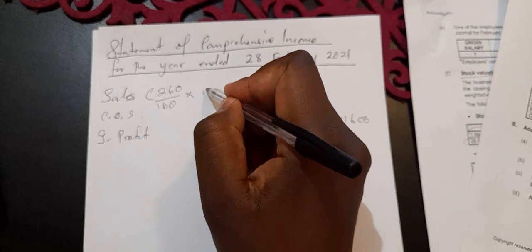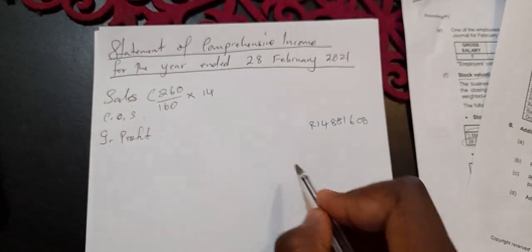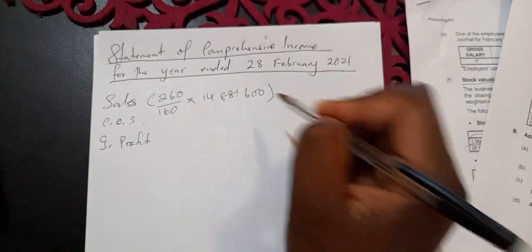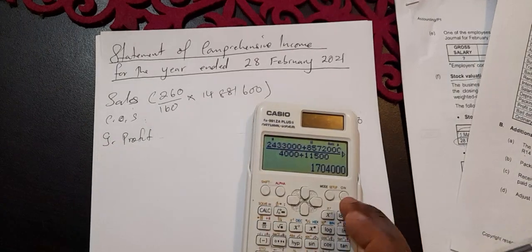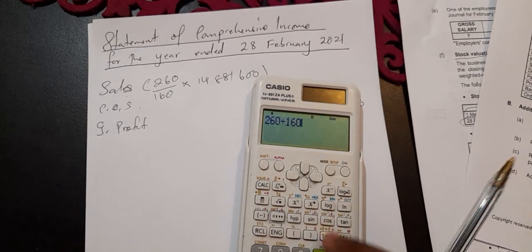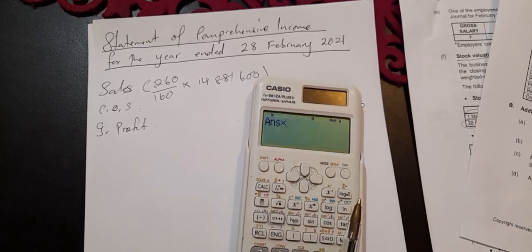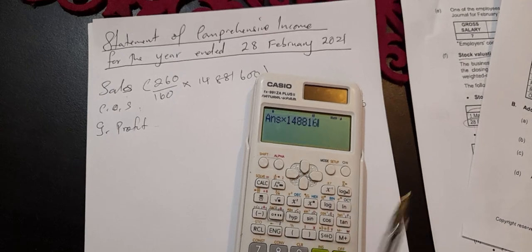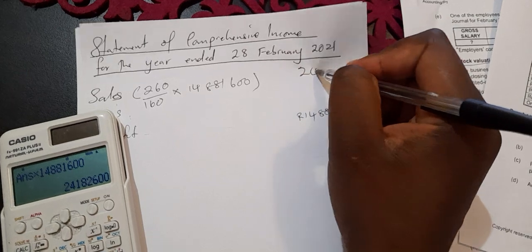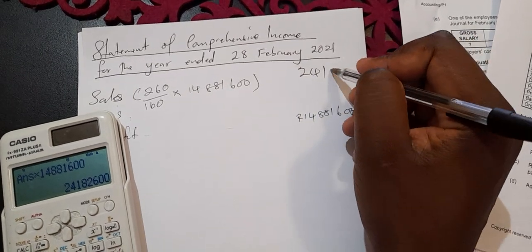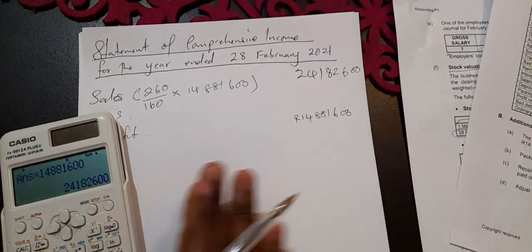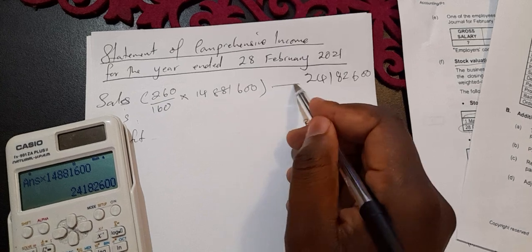So we multiply by the 14,881,600. Let's see what that gives us. 260 over 160, we multiply by 14,881,600. So that gives us 24,182,600. That is the amount for our sales right here.